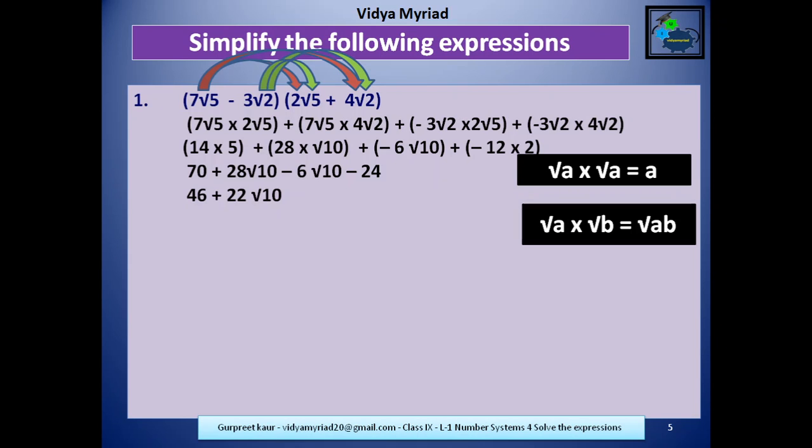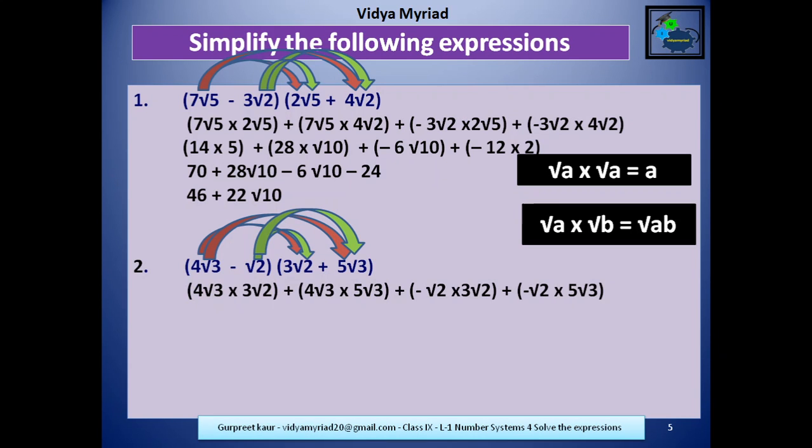Another example similar to this, look at here. 4 root 3 minus root 2 to be multiplied by 3 root 2 plus 5 root 3. Again we will do the same procedure as we have done in the question above. Now first 4 root 3 will be multiplied by 3 root 2. Then it will be multiplied by 5 root 3. Then root 2 will be multiplied by 3 root 2. Then it will be multiplied by 5 root 3. And we can write it in this form.